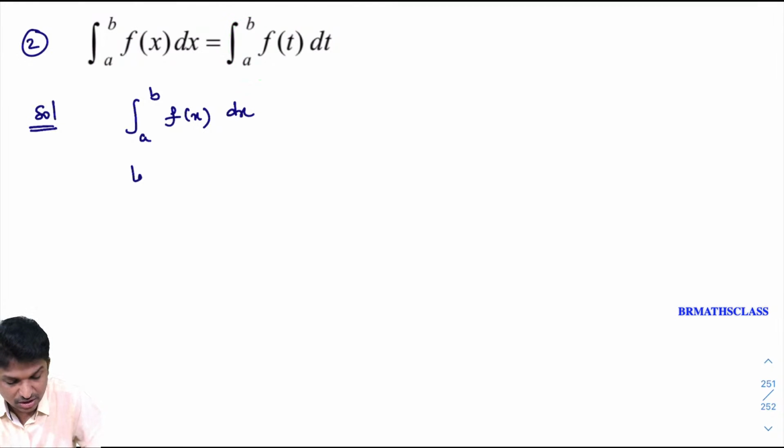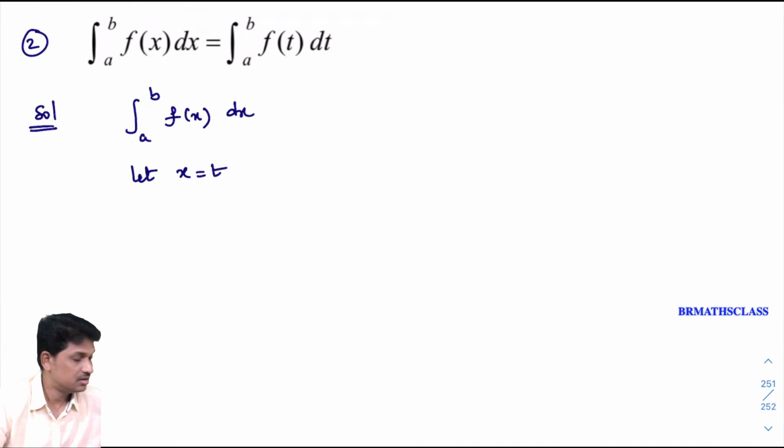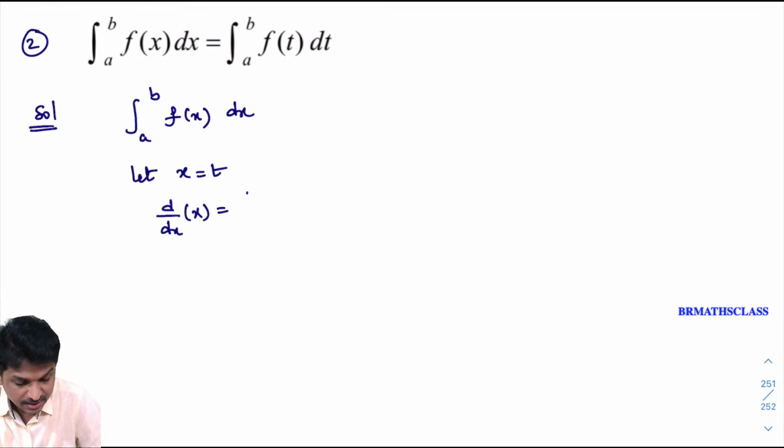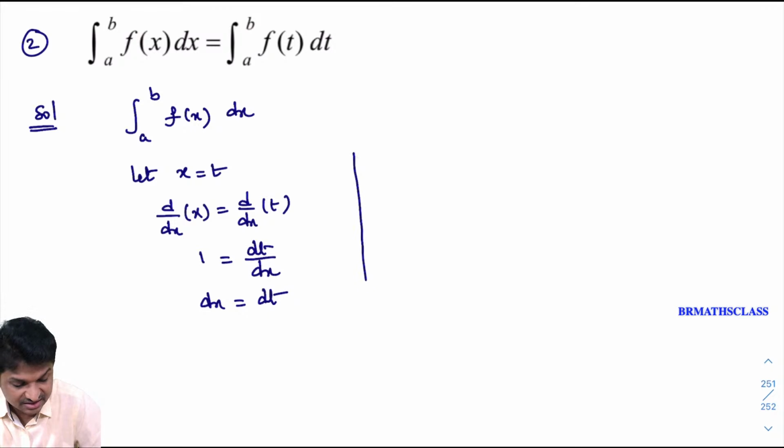You take x equal to t. Let x equal to t. Now I am going to do this by the substitution method. You differentiate with respect to x. d by dx of x equals d by dx of t. d by dx of x is 1, that equals dt by dx. From this, what is dx? dx equals dt.